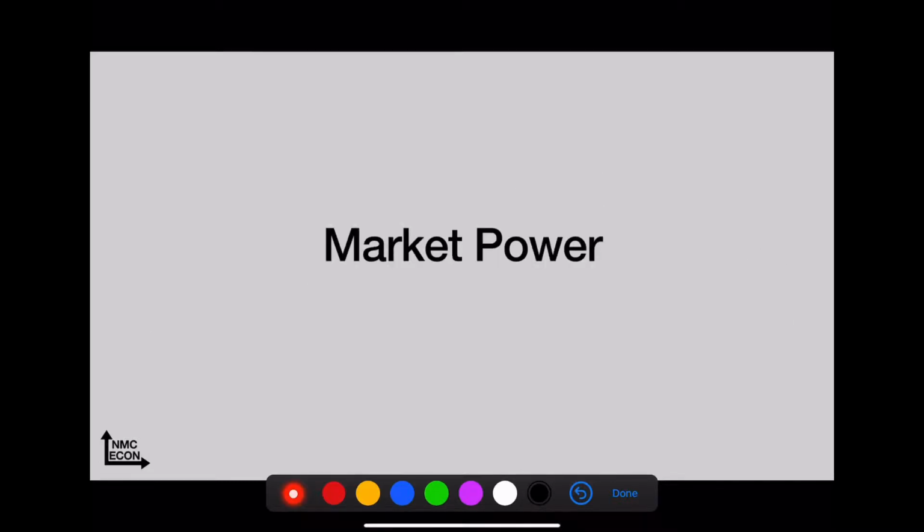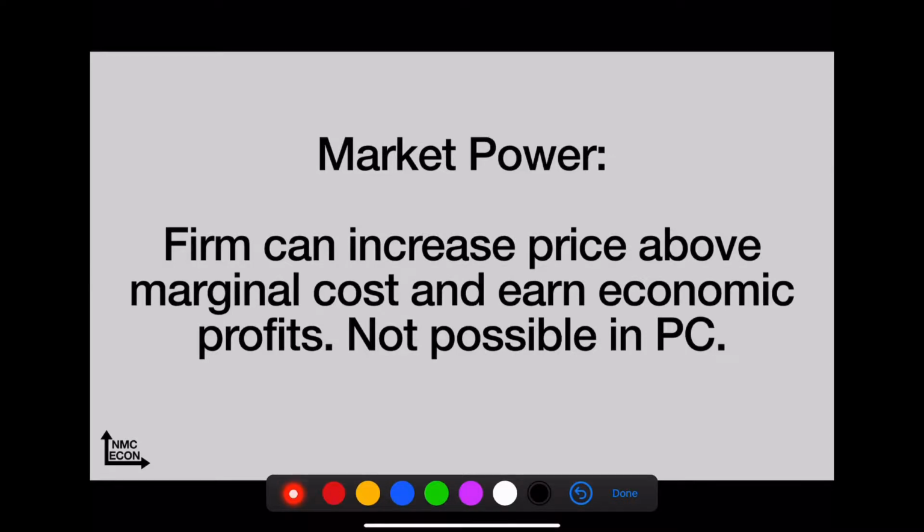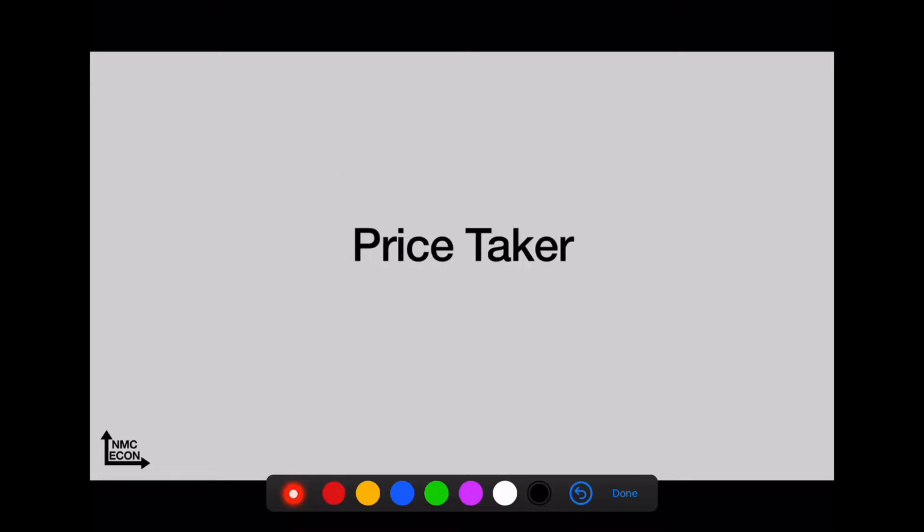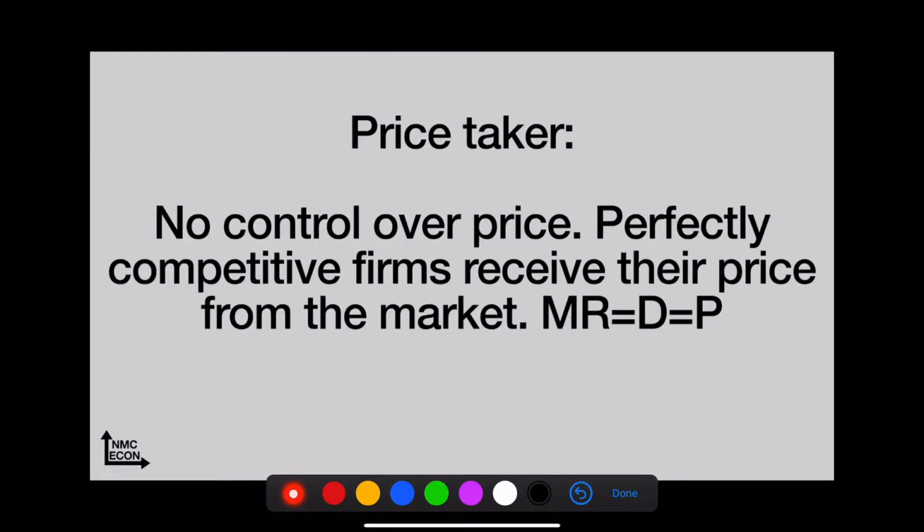Market power. This is when a firm can increase price above marginal cost and then earn economic profits. You cannot do this in perfect competition in the long run. They don't have market power. Price taker. Again, perfect competition, you are a price taker. You have no control over price. Perfectly competitive firms receive their price from the market.